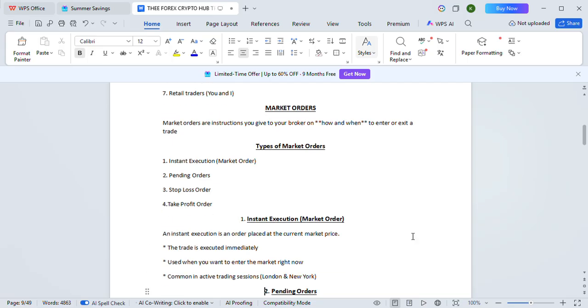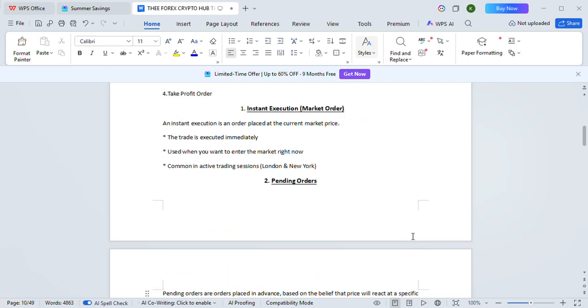So what is instant execution? Instant execution is an order placed at the current market price. So let's say right now we spot an entry in the market. You just go and place it as a buy or a sell. That is what we call an instant order.